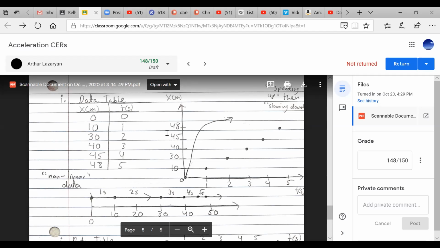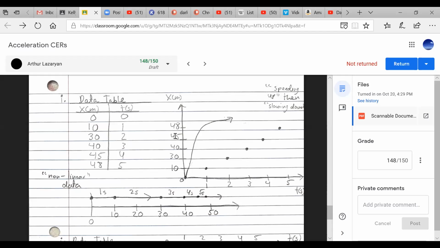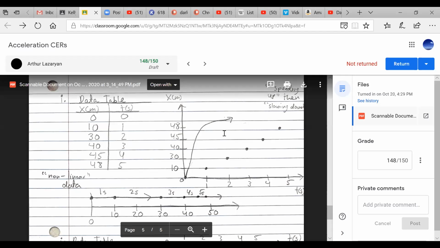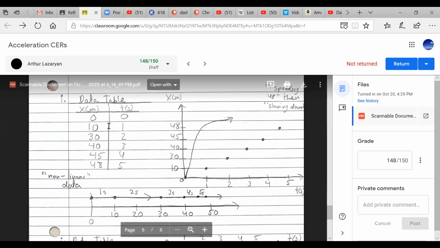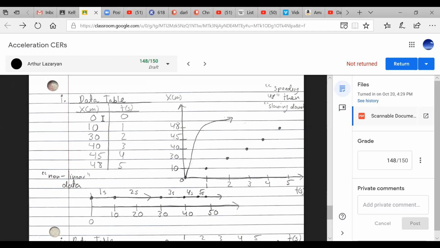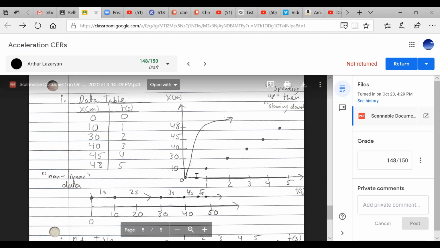So in letter I, we have a car in the east domain, staying east, speeding up, then slowing down. So Arthur reflects that accurately in his data table. So 0, 0, we go to 0 to 10. We're speeding up, the gaps are getting larger. And then he starts to have the gaps get smaller. The gaps are starting to get smaller after 30 meters. So this is perfect. Everything here is perfect.